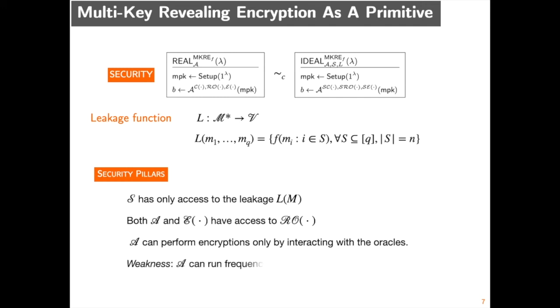Another weakness is that we cannot mitigate frequency attacks. If we have an instantiation of multi-key revealing encryption that deals with deterministic primitives, we cannot prevent the adversary from running a frequency analysis and checking what is the most common ciphertext, and of course this will correspond to the most common plaintext, or the message that has higher probability according to the message distribution.